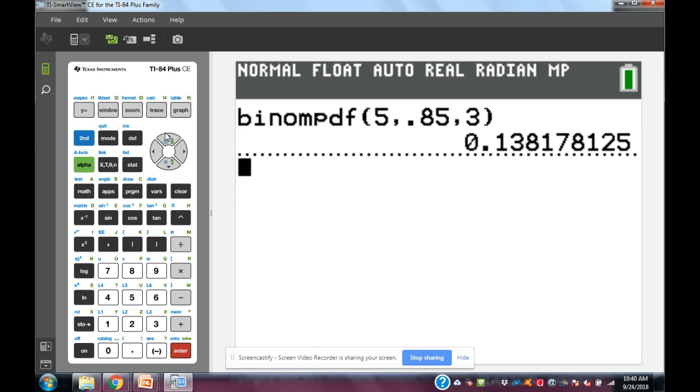Rounding to 3 significant digits, 0.138. That's for an exact number of successes. If you needed the probability of 3 or fewer, what would you need to do?